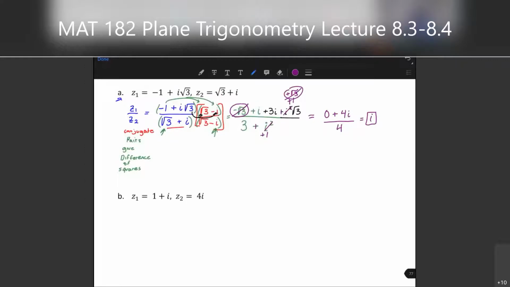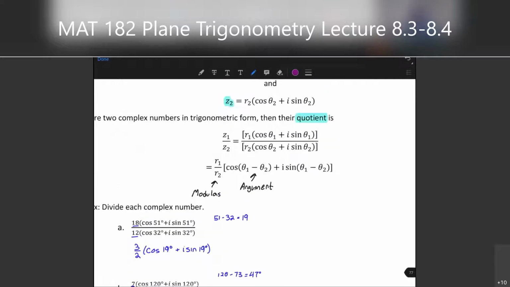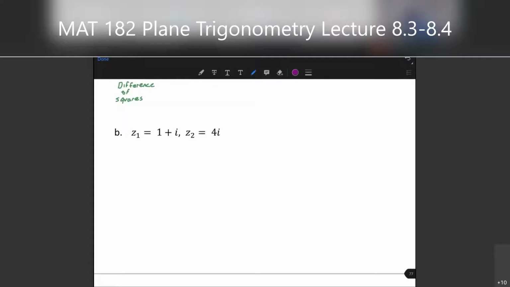So in this part B, I'm going to actually convert them to a trigonometric form, and then we'll use the property that we just learned up here. So in standard form, I'm going to first convert to trigonometric form, and then we will do our quotient.